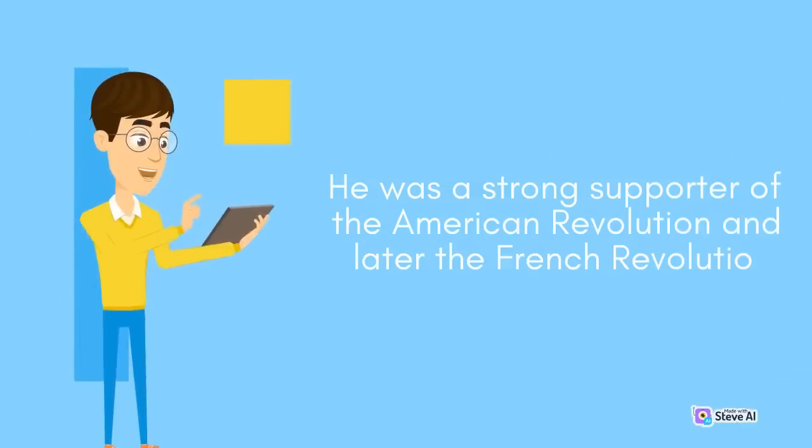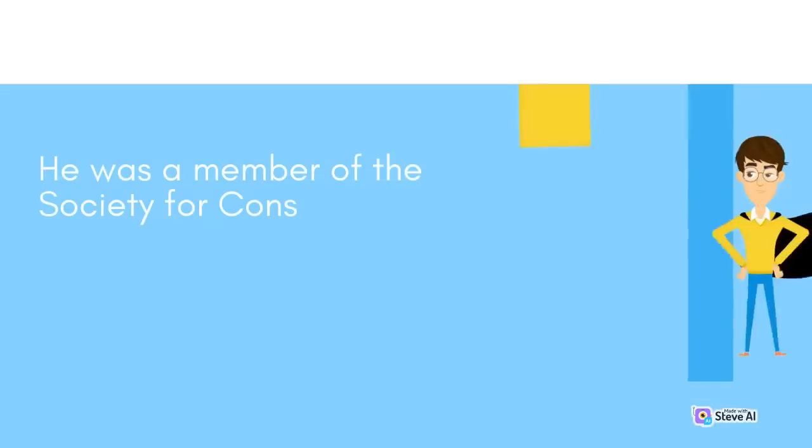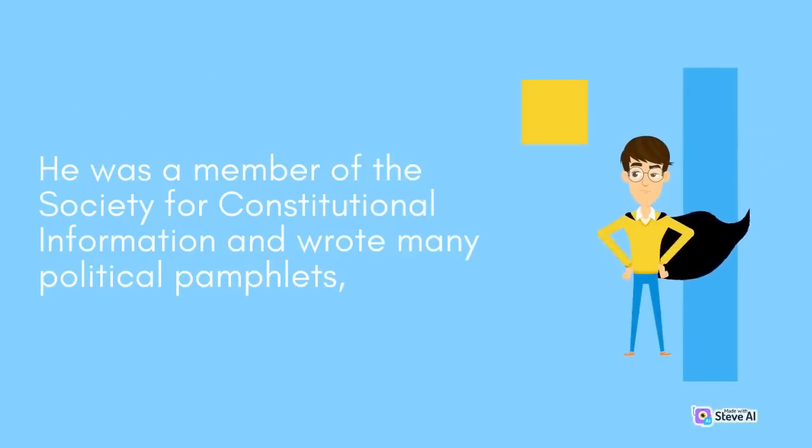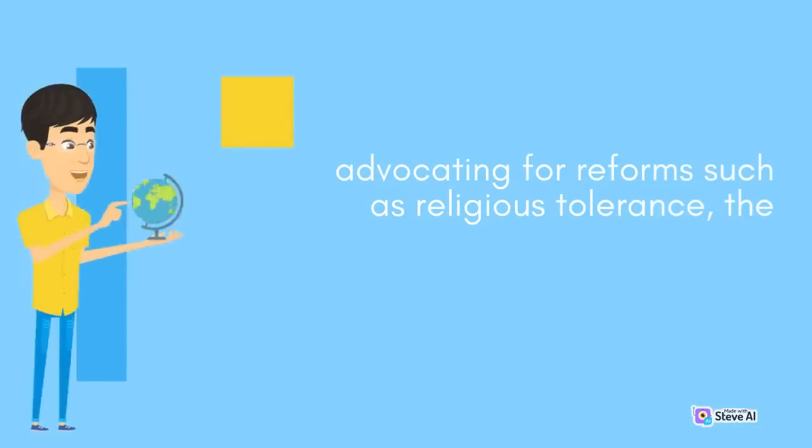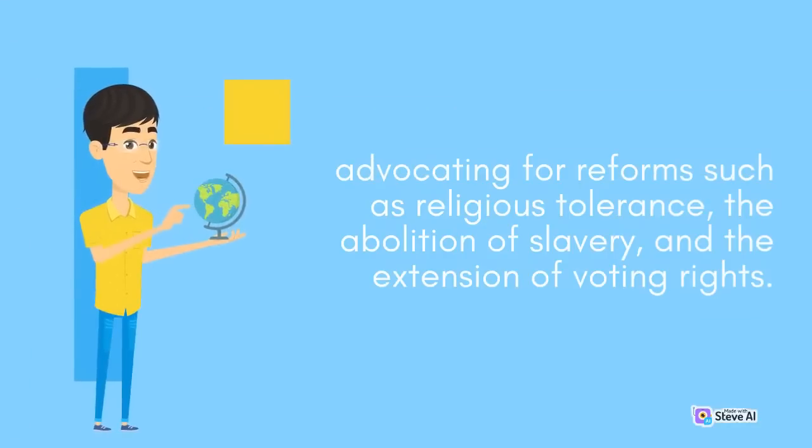He was a strong supporter of the American Revolution and later the French Revolution. He was a member of the Society for Constitutional Information and wrote many political pamphlets, advocating for reforms such as religious tolerance, the abolition of slavery, and the extension of voting rights.